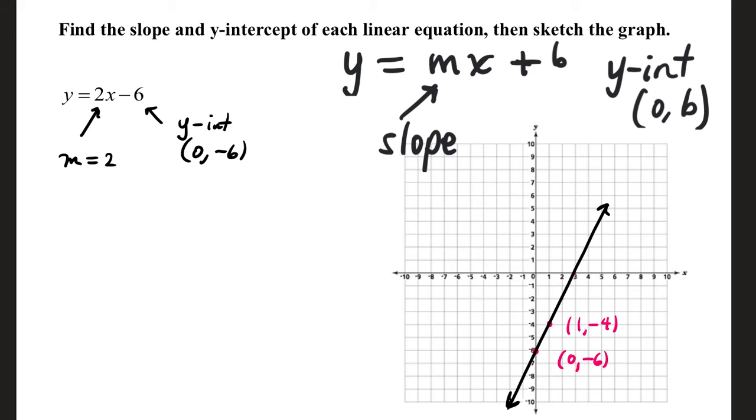The key is to get your equation, if it's not already written, in the form y equals mx plus b, because then you'll know your slope. That'll be the value of m, and your y-intercept will be the point 0 and whatever constant is in your equation.